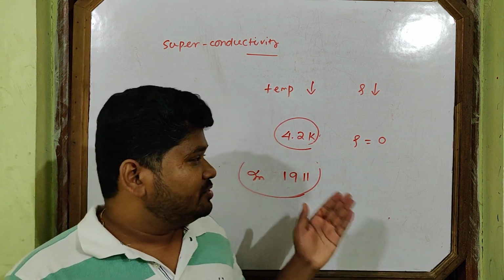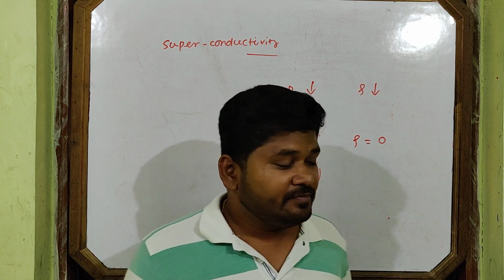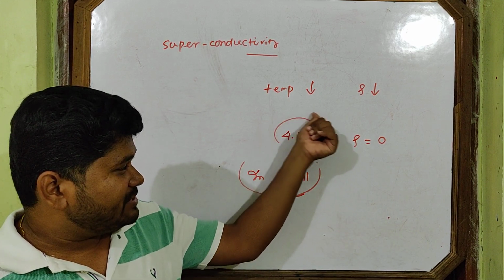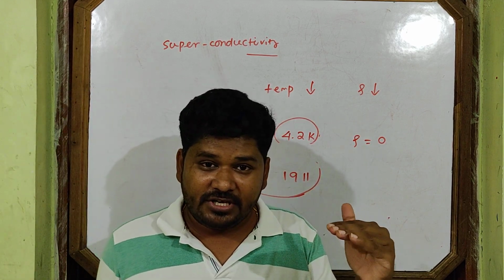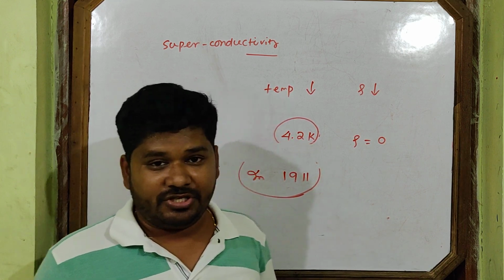Okay, so superconductors are now in use. And another thing I am telling you: this temperature is called the critical temperature. The temperature below which resistivity becomes 0 is called the critical temperature.